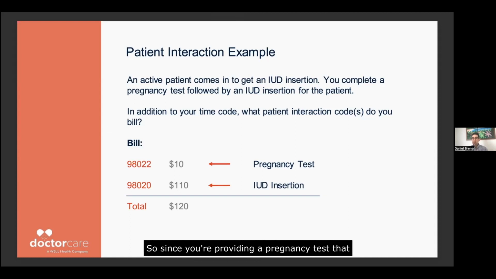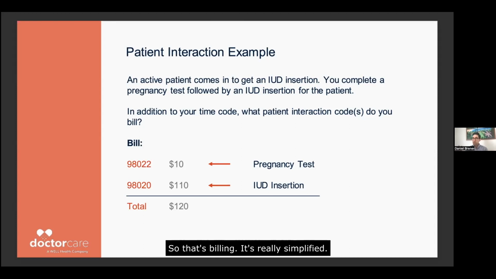Since you're providing a pregnancy test, that allows you to bill that 98022, the LFP minor procedure diagnostic test. And on top of that, since you did an IUD insertion, you're allowed to bill that 98020, which is the major procedure with that interaction. So between the two, you bill both those together at $120. And as a reminder, again, that's not including the time-based code. So if you also spend half an hour with the patient, you bill 2 units of time alongside.